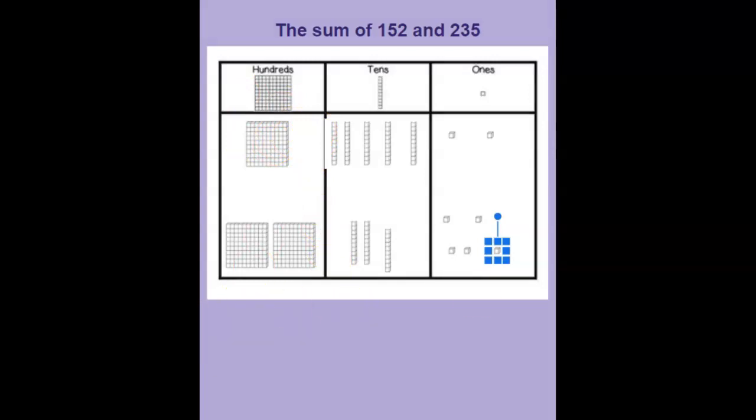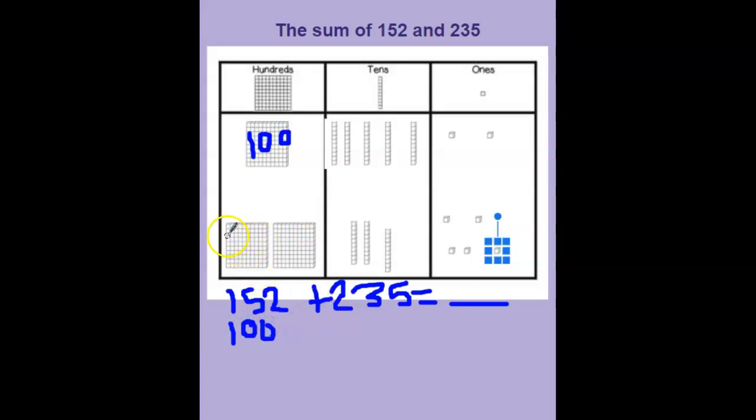Now at the bottom, I'm going to write the numbers that each digit is worth and their values. So 152 and 235 have a sum of blank. This 100 is worth 100. And there's 100 in 152. This is worth 100, and this flat is worth 100. So I have 200. 100 and 200 equals 300.